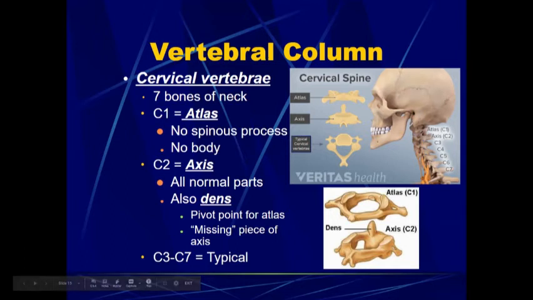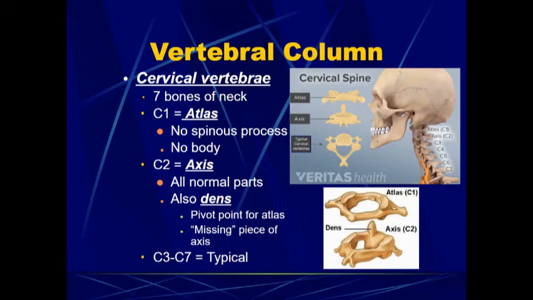If we start up at the top with the cervical vertebrae, there are 7 different cervical vertebrae. The very first one, the top one that is nearest the skull, is called the atlas or the C1. This is unique because it does not have a spinous process. It doesn't have that part that's protruding off of the back. And it also does not have one of those large bodies, which would be on the anterior portion. And so you can see what the atlas looks like.